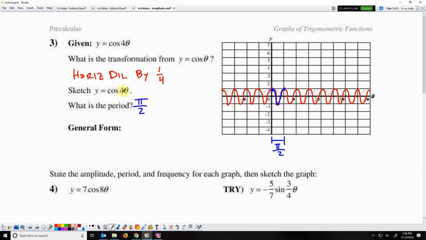So the general form of this, when I insert something here, is y equals cosine b theta. Okay, so that b will help us find the period. So the period is 2 pi over b. In this case, b was 4. So the period here is 2 pi over 4. And 2 over 4 simplifies to 1/2. So the period is 1/2 pi, or pi over 2.